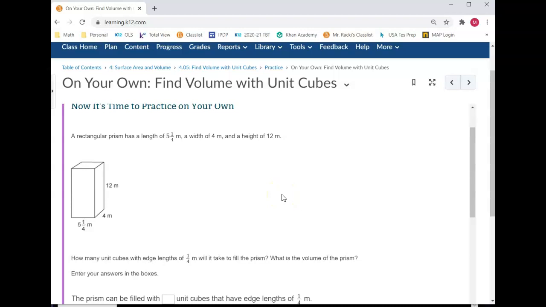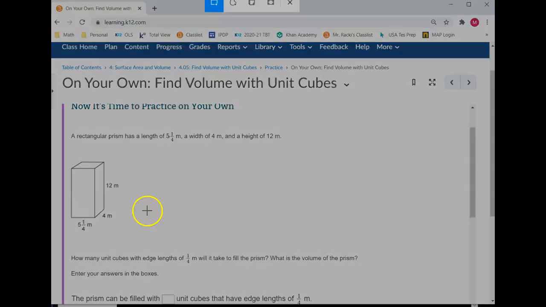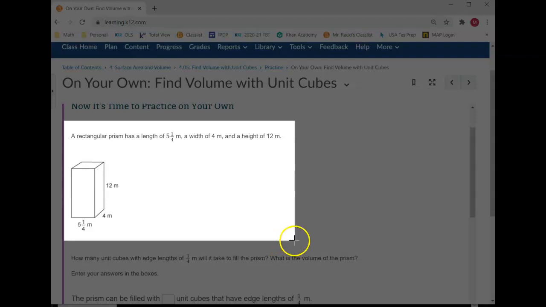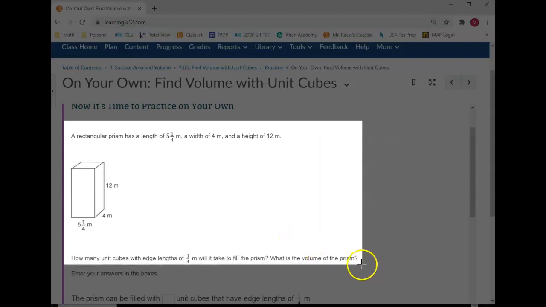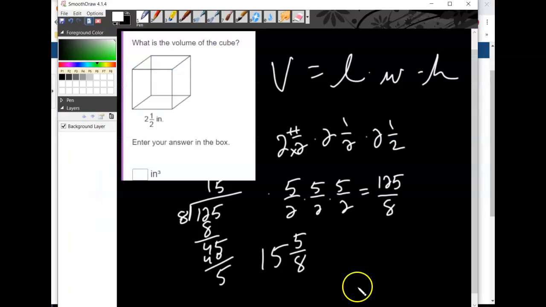A rectangular prism has a length of 5.25 meters, a width of 4 meters, and a height of 12 meters. How many unit cubes with an edge length of 1/4 meter will it take to fill the prism, and what's the volume of the prism? All right, let's have a look here.